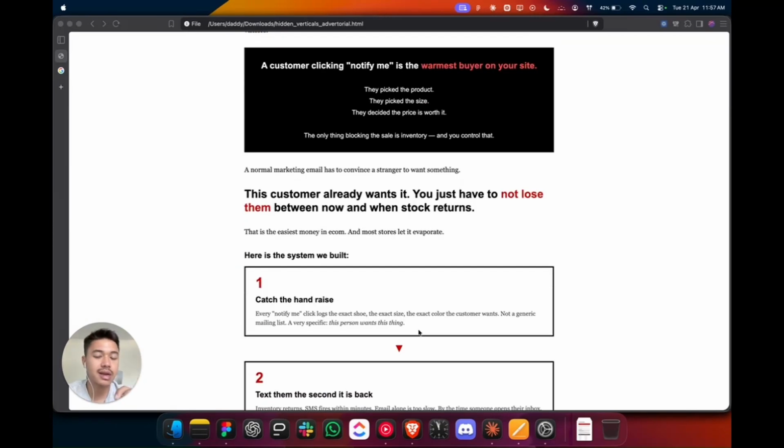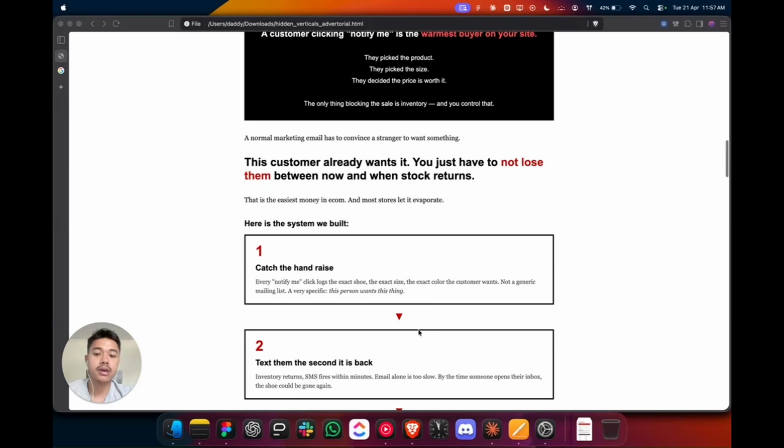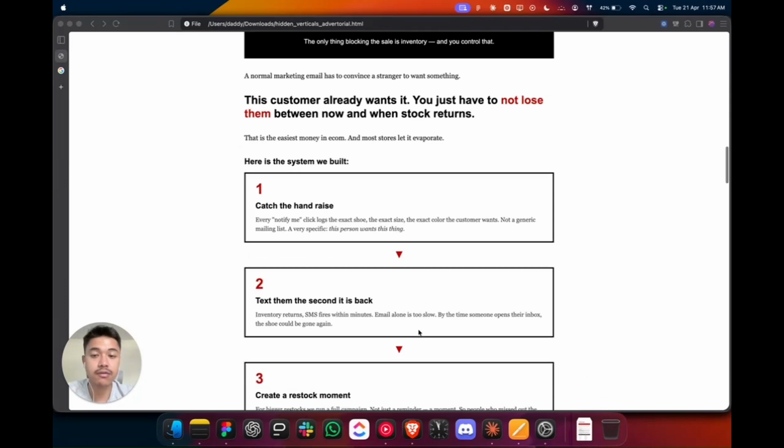Now let's talk about the system that we built in order to make sure that this was not leaking and was properly systemized. So first one, catch the hand raise. Every notify me click captures the exact shoe, the exact size, the exact color the customer wants. Not a generic mailing list, a very specific thing: this person wants this thing. That is what we created for the brand.